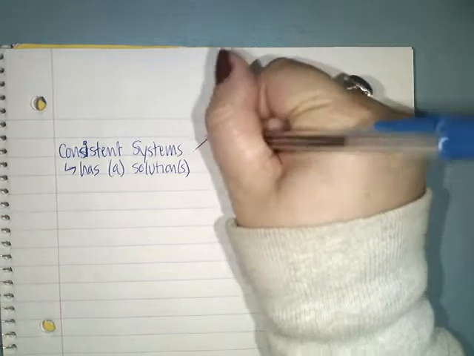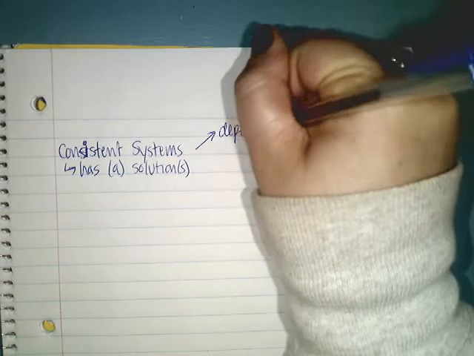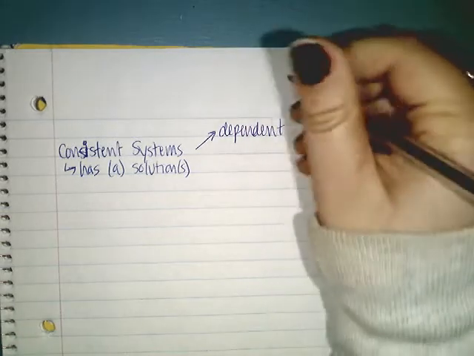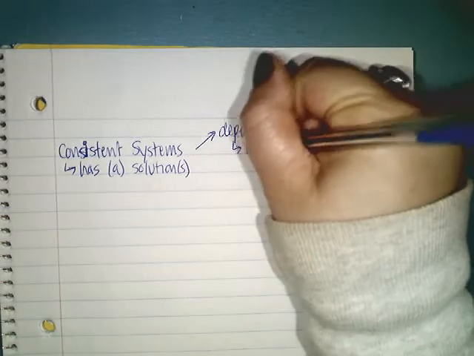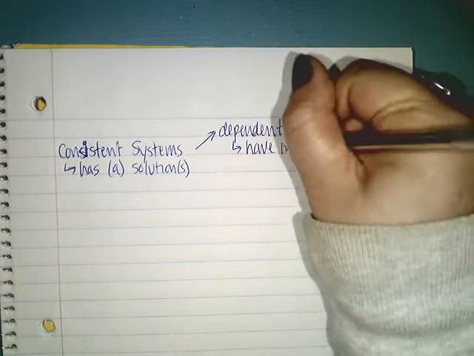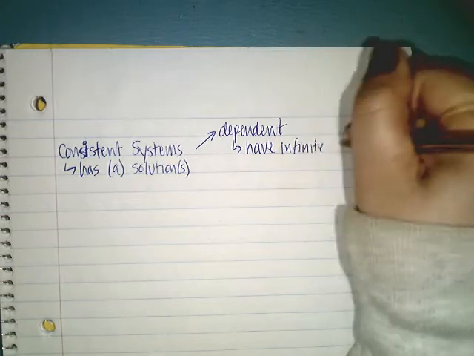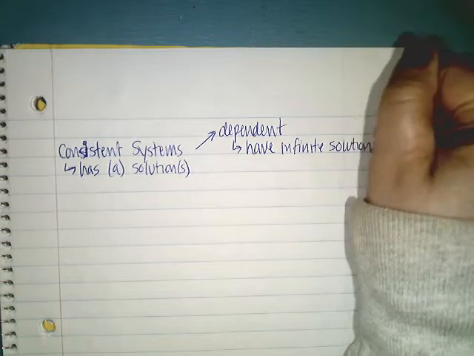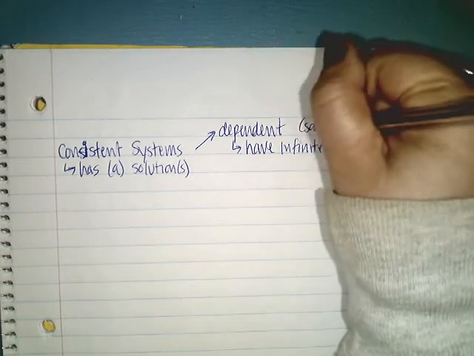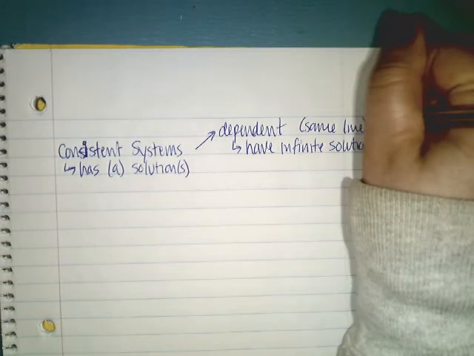But it can either be dependent, and this has infinite solutions. So dependent systems have infinite solutions. So what this means is they're the same line.